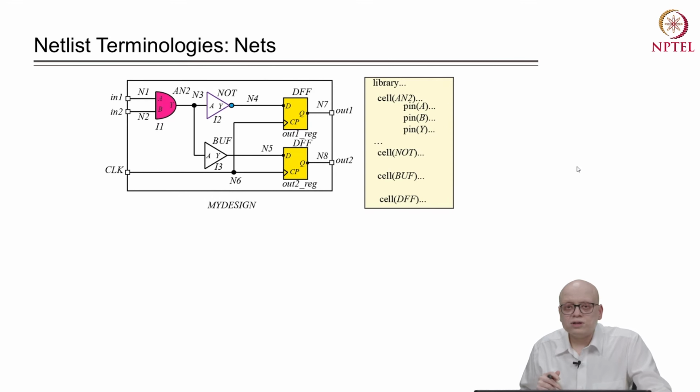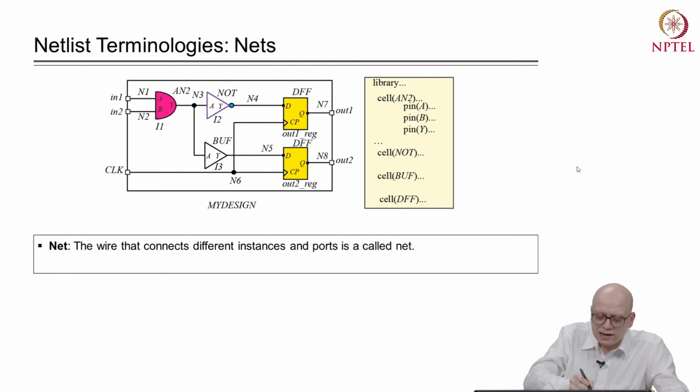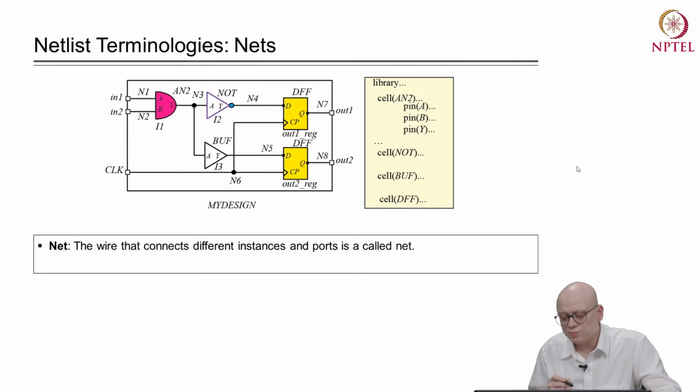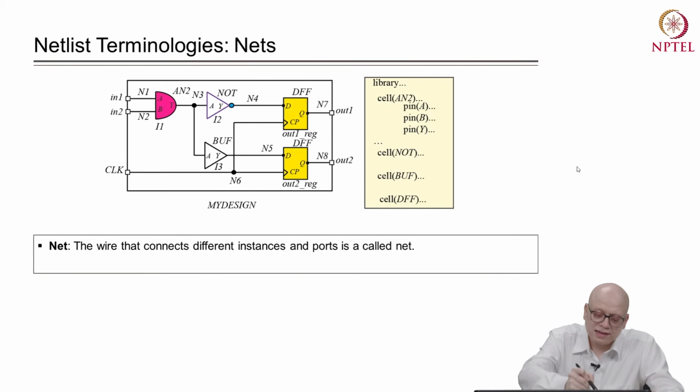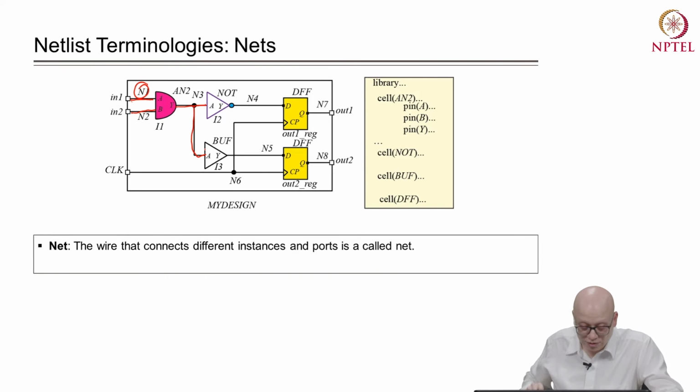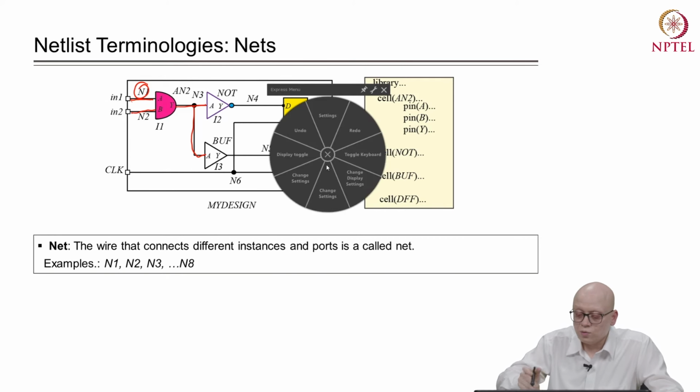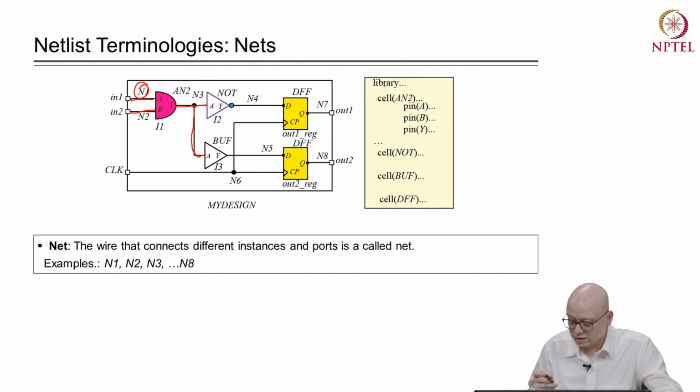Now, let us look into what is a net in a design. Nets are basically the wires that connect different instances and ports in a design. Those are known as nets. So, in this case, this wire N1, N2, and so on, N1, N2, N3 till N8, these are the wires in our design.